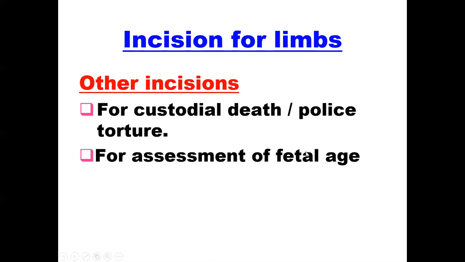These two questions sometimes can be asked in the examination: suppose a custodial death comes to you, how will you demonstrate the autopsy, what type of incision are you giving? And this question is also very important in a viva or even in an MCQ. They can ask how you will assess the age of the fetus on the autopsy table. Similarly, an MCQ question can come on why we are not cutting the umbilicus in the autopsy. So these are the simple questions that can be asked in the examination for dissection in custodial death, as well as in the assessment of fetal age.